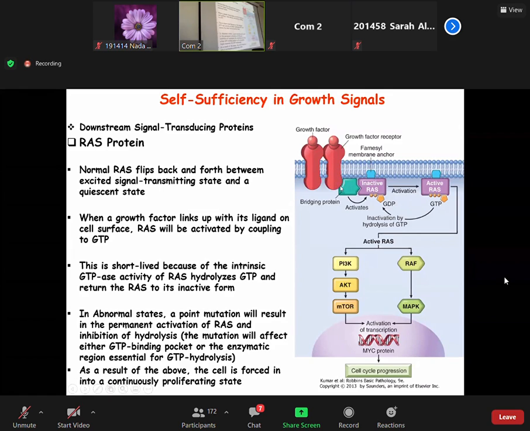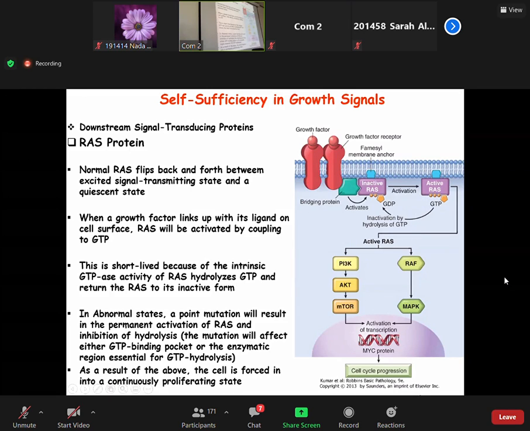So when a ligand comes and joins this growth factor receptor, a signal is going to go through this receptor into the cytosol, resulting in a conformational change of this bridging protein, which is going to detach from the RAS. That's one. Two, the RAS is going to be coupled up with the GTP, the guanine triphosphate. Now, this coupling with the guanine triphosphate is going to activate the RAS.